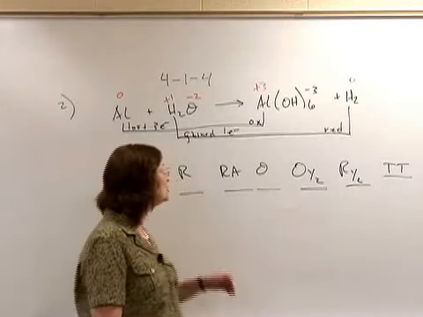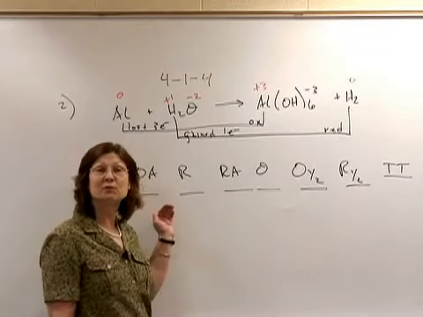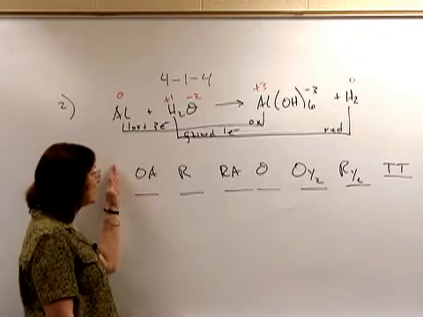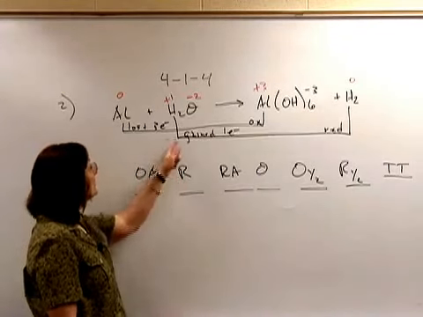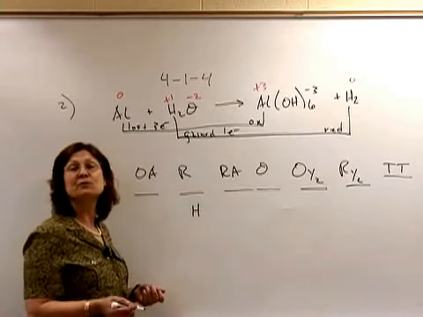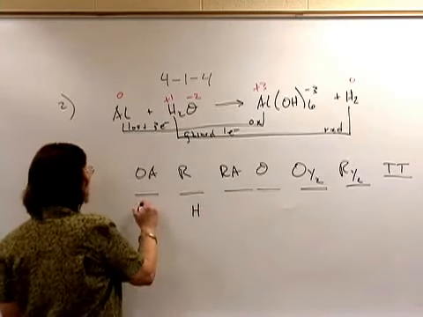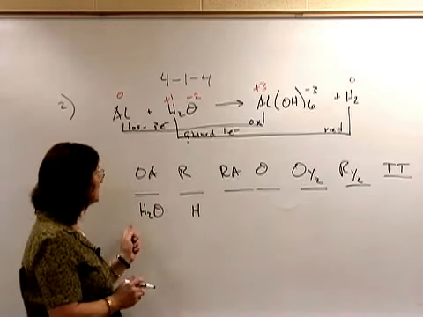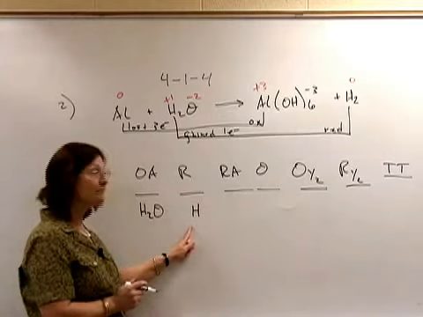In number 2, I'm using the format that we've seen in many of the worksheets. And OA is my oxidizing agent. It contains the element that is reduced. The element that is reduced is hydrogen. And H2 would be fine as well. And the compound water is my oxidizing agent because it contains the element reduced.